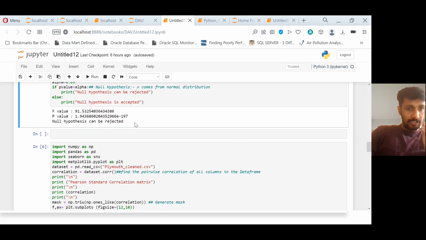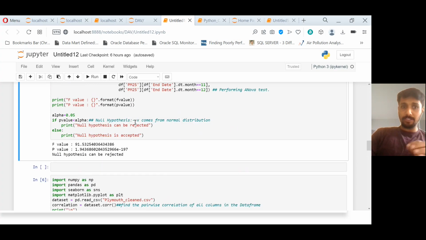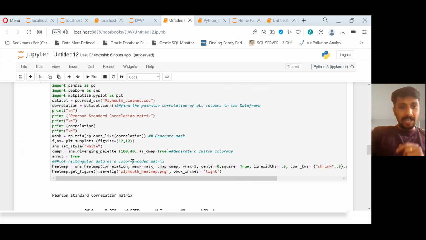The p-value is less than the alpha value. We took the alpha value as 0.5 as a standard. It can vary from 0.1 to 0.5, as per our consideration, and we took it as 0.5. We can see that the p-value is less than the alpha value, so we can reject the null hypothesis, which says that the mean value for particulate matter 2.5 for all the months is the same. But we can see that the p-value is less, and we can directly reject the null hypothesis.